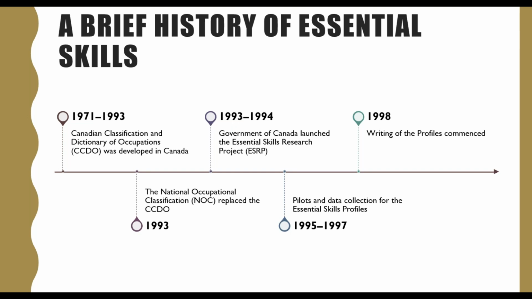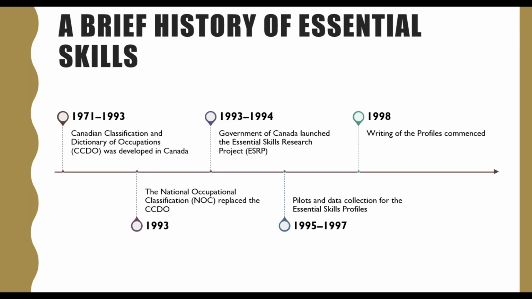We still have to know the NOC codes when we're in literacy and basic skills, when we're entering employment, for example, into somebody's record on EOIS CAMS. So most people are probably familiar with the National Occupational Classification. In 1993, the NOC replaced the dictionary, and at the same time, the government launched what they called the Essential Skills Research Project. That project was launched between 1993 and 1994. And between 1995 and 1997, a number of pilots and data collection happened across the country, and that information was used to develop the essential skills profiles.